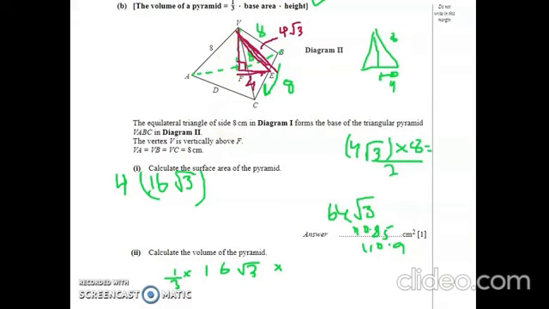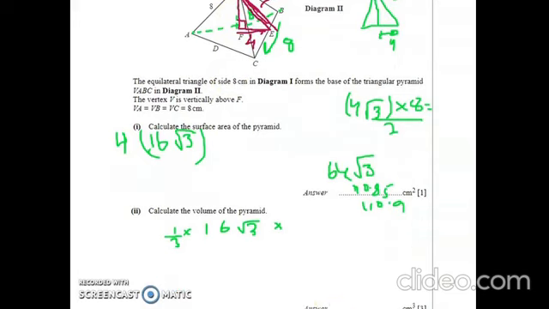So let's do this. 4 square plus x square equals 4 under root 3 whole square. 4 under root 3 whole square is 48. 48 minus 16, because 4 square is 16. That is 32. So under root 32 will give me 4 under root 2. So that is my height.